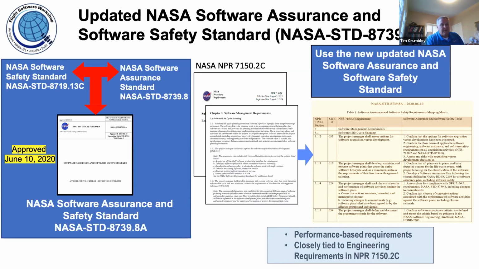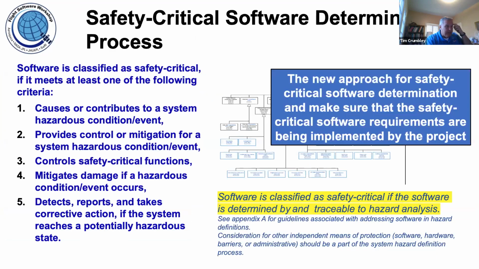This is a very performance-based standard. It ties directly to the engineering standard, and it lays out a number of steps needed to make sure we have good, safe, critical code done correctly. So what are some of the things we actually do in this new standard? Number one is, what is safety critical code, and how do you determine that?